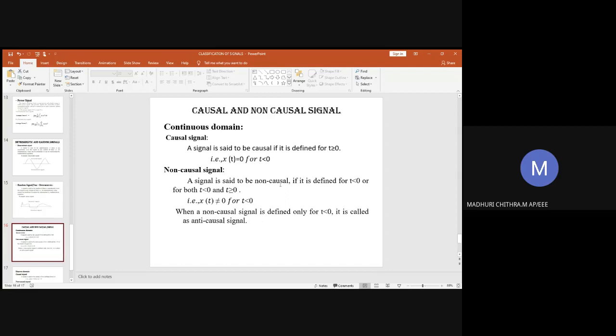A signal is said to be non-causal if it is defined for t < 0 or for both t < 0 and t ≥ 0. That is, x(t) ≠ 0 for t < 0. When a non-causal signal is defined only for t < 0, it is called an anti-causal signal.